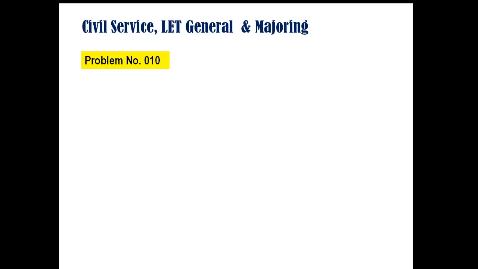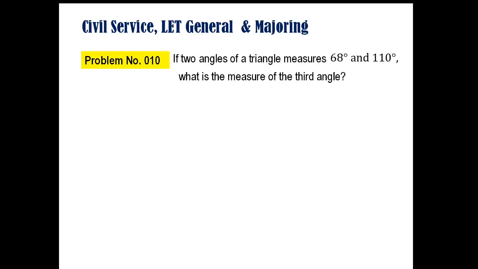Problem number 010. If two angles of a triangle measure 68 degrees and 110 degrees, what is the measure of the third angle? This is a geometry problem. The choices are A, 2 degrees, B, 12 degrees, C, 22 degrees, D, 178 degrees. Always remember that the sum of the angles of a triangle is always equal to 180 degrees.